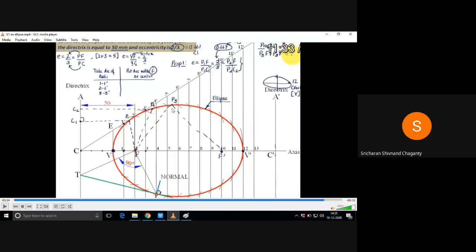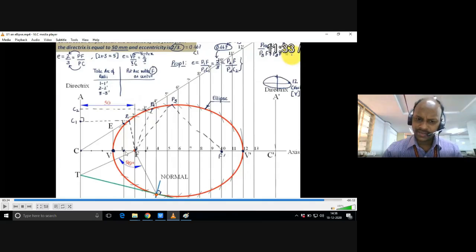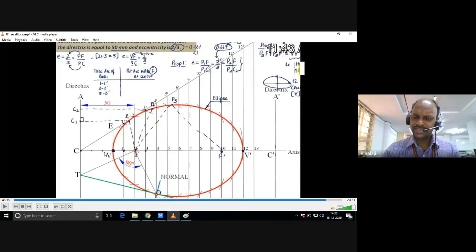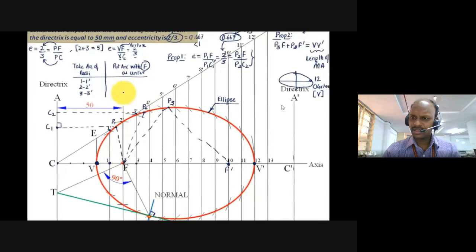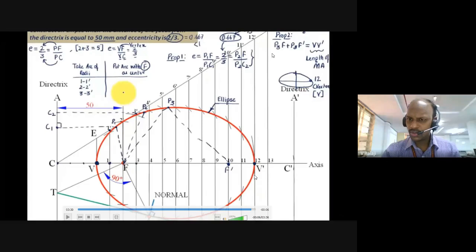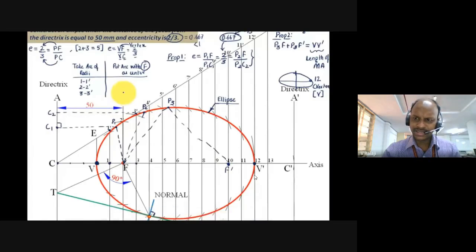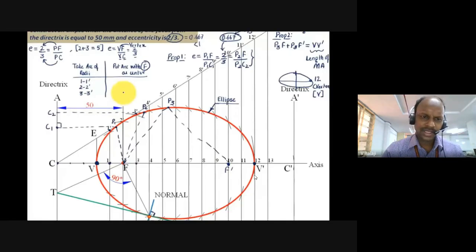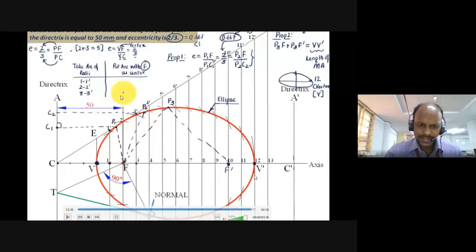VV dash, exactly. That is the major axis. I think these two are sufficient for understanding the concept. Here I am showing you P3F plus P3F dash is equal to VV dash, the length of the major axis. I think these properties are sufficient in general to learn conic sections. I hope you are able to make the drawing, right?